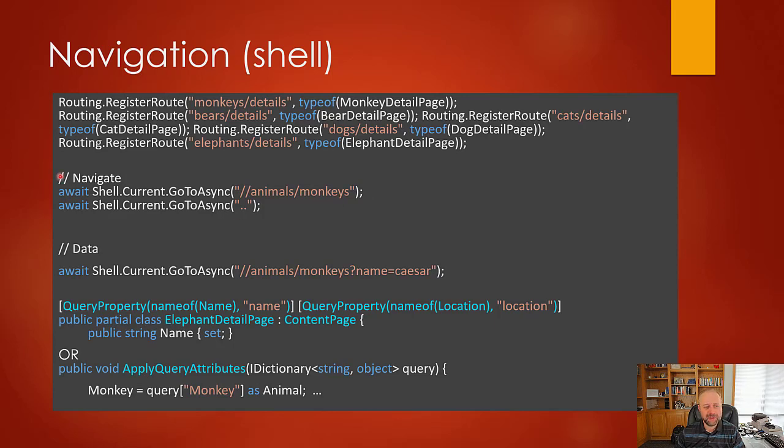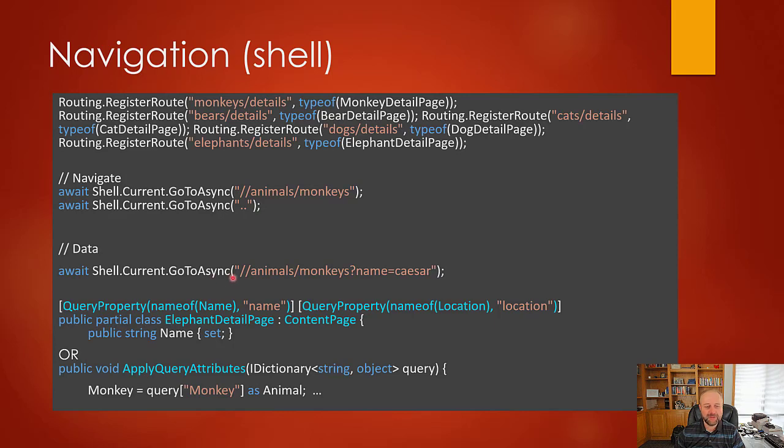So if in some other page, we say shell, which unfortunately Shell.Current is a singleton. I really wish Microsoft would learn their lessons and not use singletons. I will also caveat that I don't think this is the best way to do it, but Shell.Current and then GoToAsync, and we're going to pass in this path, and we're going to be able to go to wherever that's registered, which I guess I don't have that registered. And if I do a dot dot, that means I want to go back.